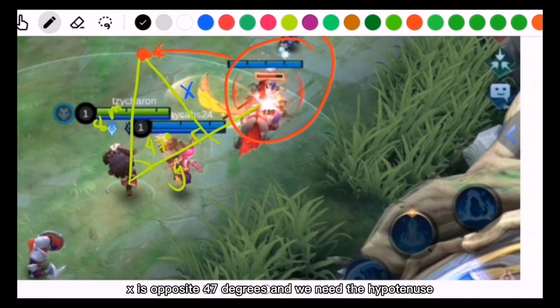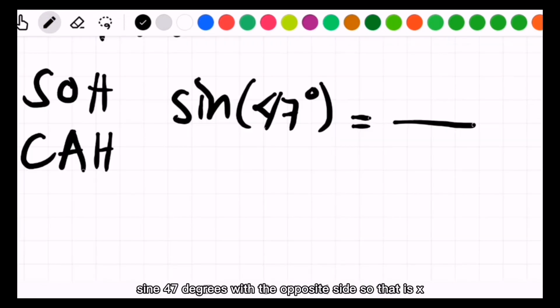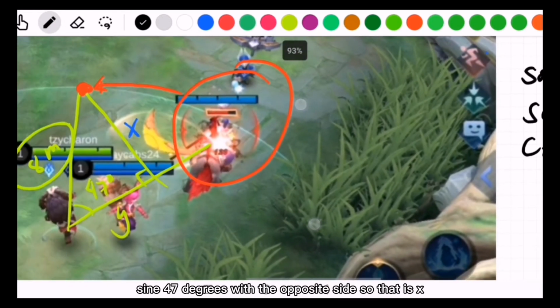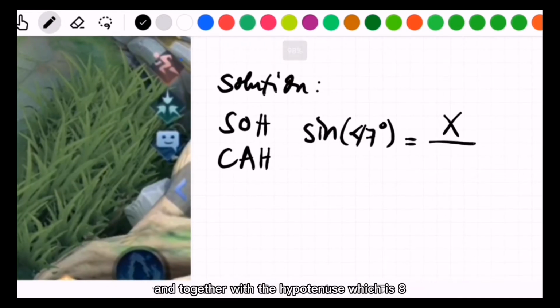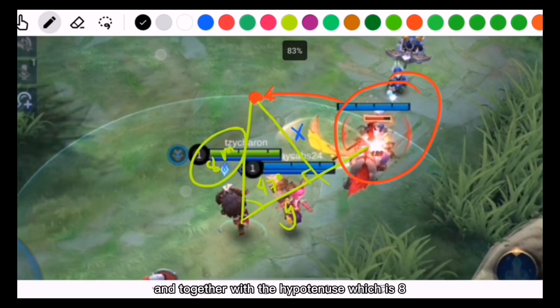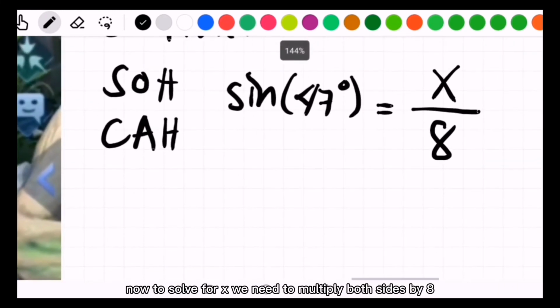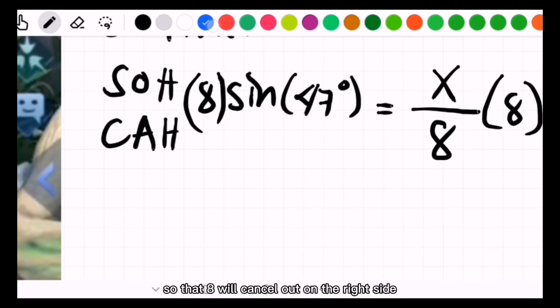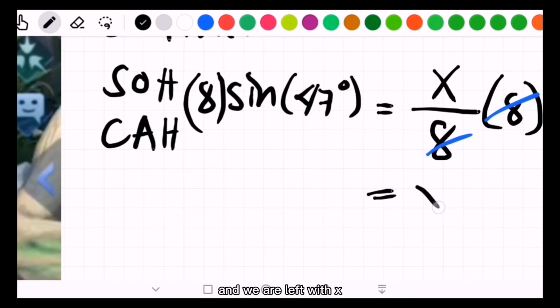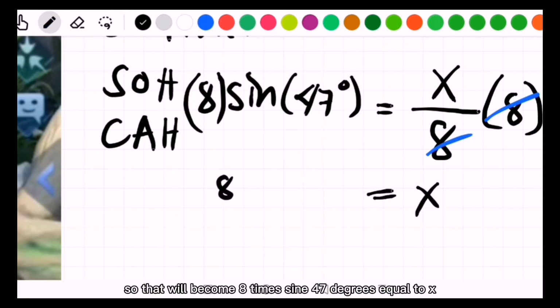X is opposite 47 degrees, and we need the hypotenuse. We have here the opposite side and the hypotenuse, so that is sine 47 degrees with the opposite side, so that is x, and together with the hypotenuse, which is 8. Now to solve for x, we need to multiply both sides by 8, so that 8 will cancel out on the right side, and we are left with x. So that will become 8 times sine 47 degrees is equal to x.